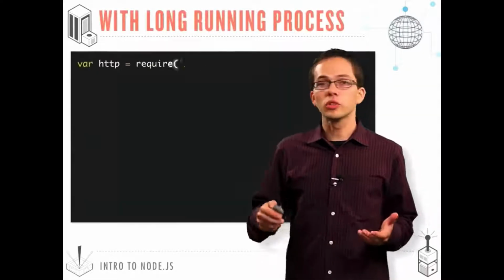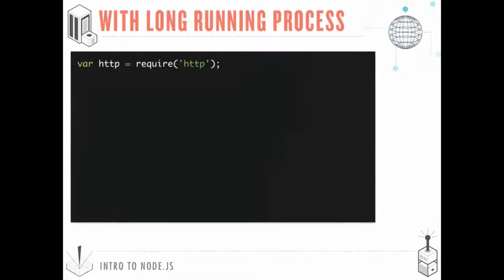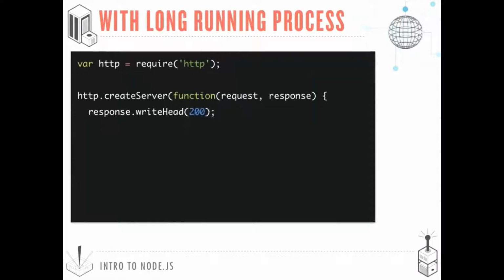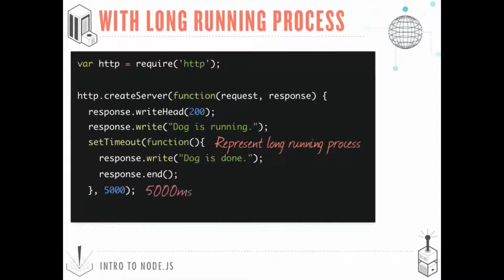Let's make our hello world code a little bit more complex and simulate a longer running process. So here we're creating our server, we write the status code back to the response, we write this running. Now we're going to do a timeout. We're going to pause for about 5 seconds to simulate a long running process. Once that timeout is done, we're going to write out this done to the response and end the response. We're going to pause for 5000 milliseconds, which is 5 seconds, and listen.